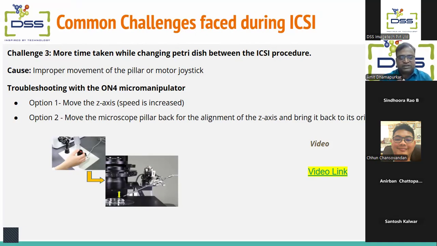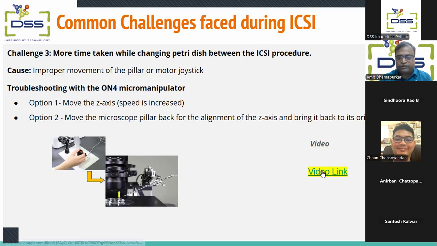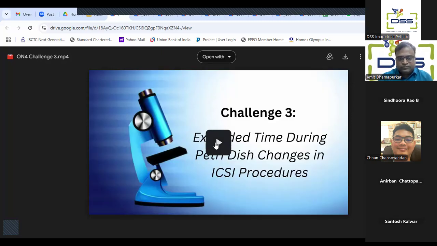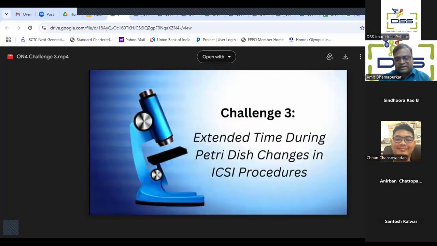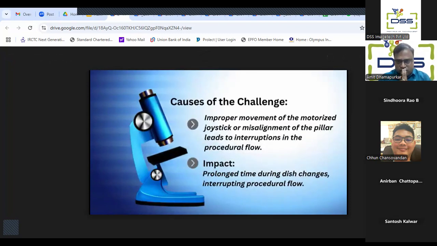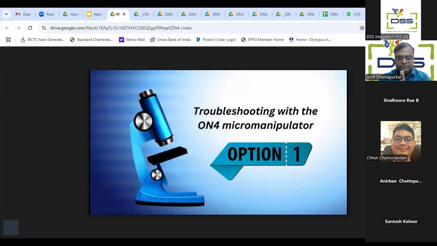The second one is the microscope pillar. We can move the pillar backward, change the petri plates or samples, and then it will regain its original position. We'll see the video of how we can do both things. So, the extended time during petri dish changes in the ICSI procedure: motorized joystick misalignment, and second, the handle pillar.